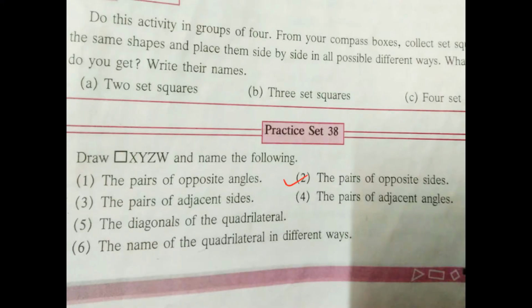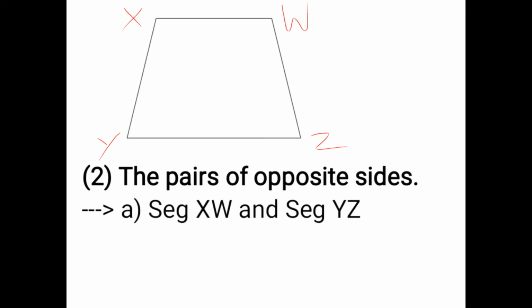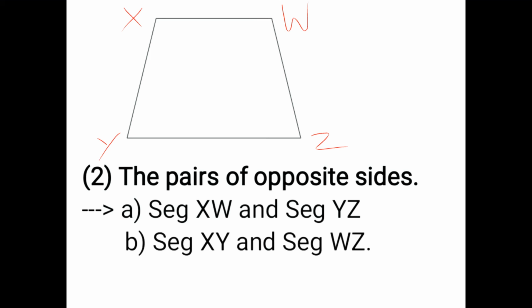Next one, the pairs of opposite sides. Segment XW and segment YZ. Opposite way you have to name. Segment XW and segment YZ. Okay. Segment XY and segment WZ, this way. On this quadrilateral, you have to name opposite sides in the opposite way.